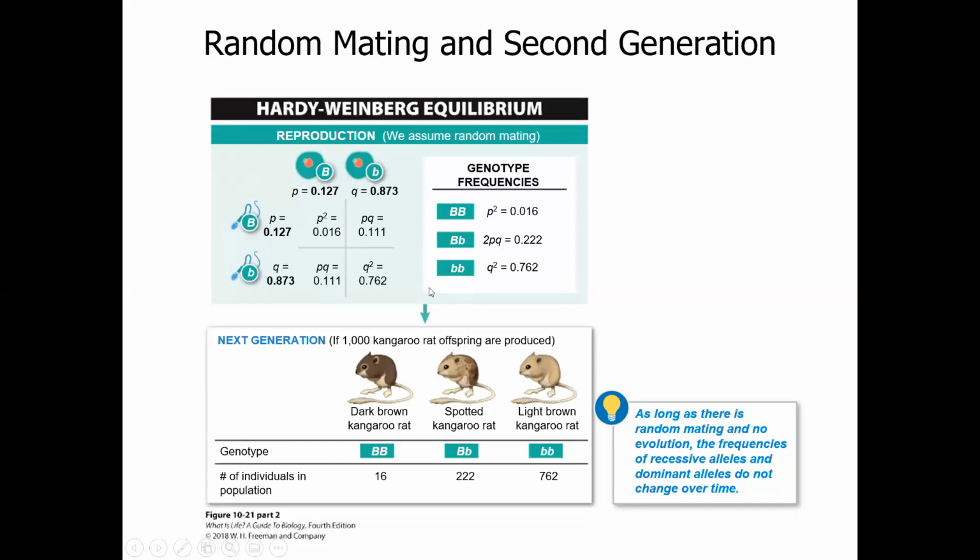Lastly, in the bottom right corner, we have Q squared, which is representative of our homozygous recessive condition. So we multiply 0.873 by 0.873, and we get 0.762, which gets us the frequency for our genotype for our recessive homozygous condition. So ultimately, again, all 3 of these numbers for our homozygous dominant, our heterozygous, and our homozygous recessive all add to 1, since they are frequencies.